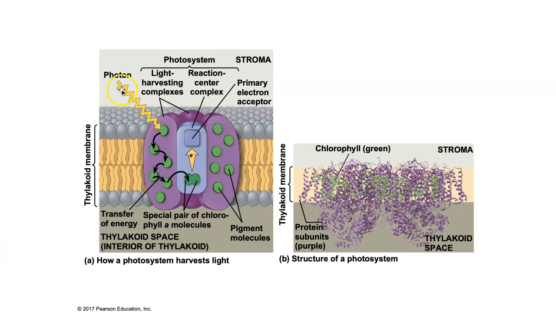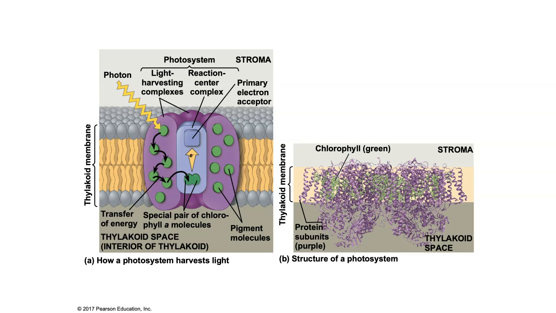So here, out on the upper part, is the stroma. This is outside the thylakoid, and in here is the thylakoid space. So this is the interior, the inside of the thylakoid, and position and orientation matters with all of this.